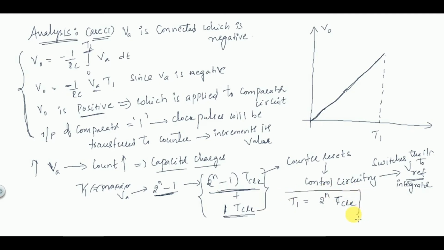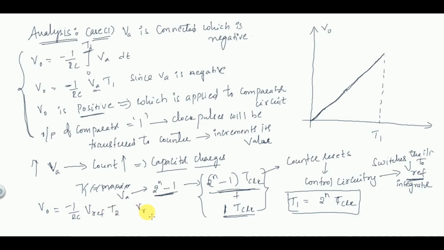So T1 is equal to 2 power n into T clock. This is the time required for the capacitor to charge to the maximum value. And then afterwards what will happen? Now the control circuitry switches to V reference. So then what will be V0? V0 is equal to -1 by RC into V reference into, suppose it will be T2.